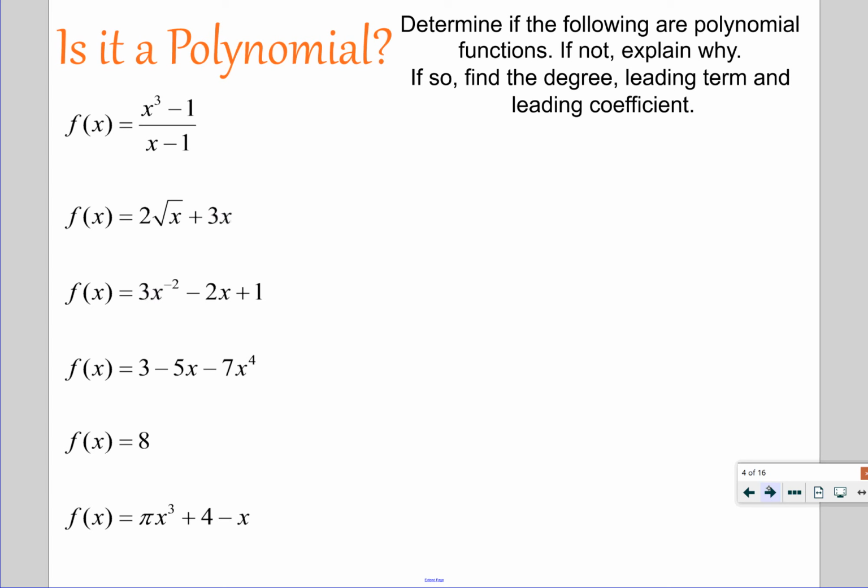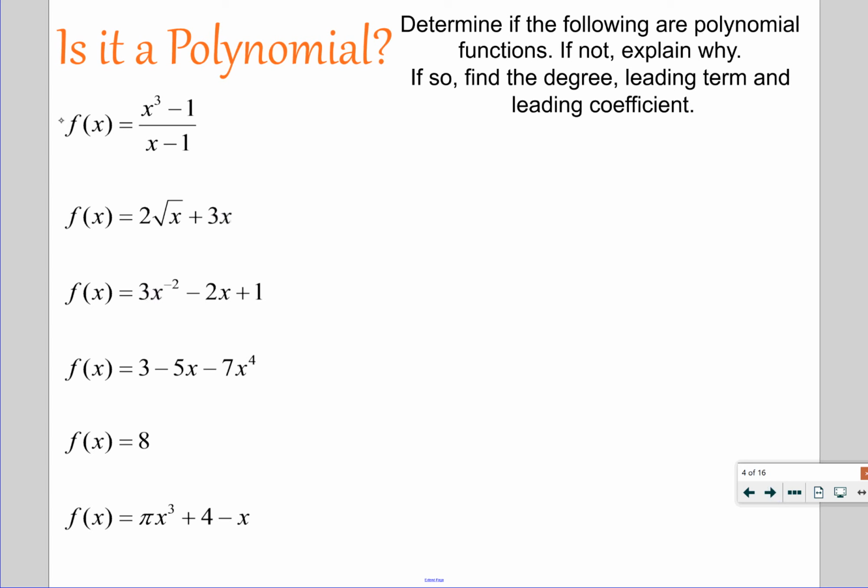Okay, so in our first few problems here, we're going to determine if these are polynomial functions. If not, we're going to explain why. And if so, we're going to find some of those terms, the degree, the leading term, and the leading coefficient. So remember, to determine if it is or is not a polynomial, one of the biggest things to look for is, are there any domain restrictions, any values that x cannot equal?